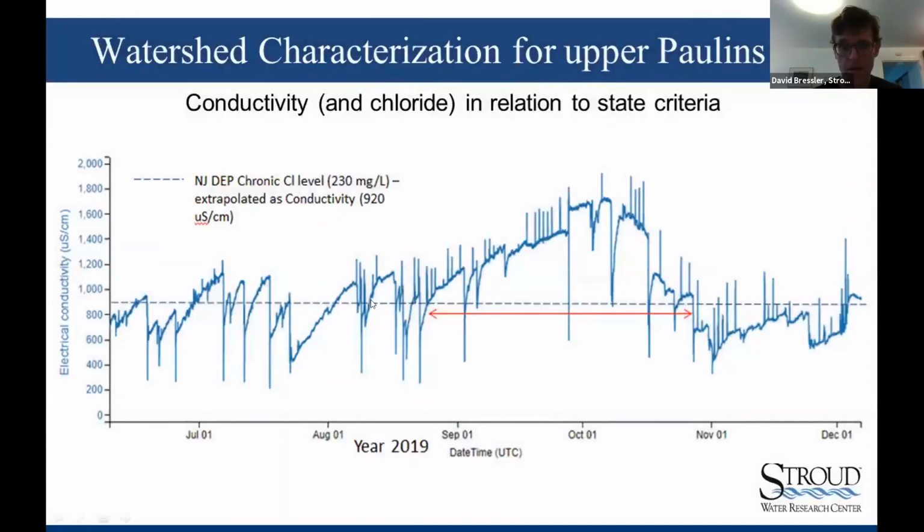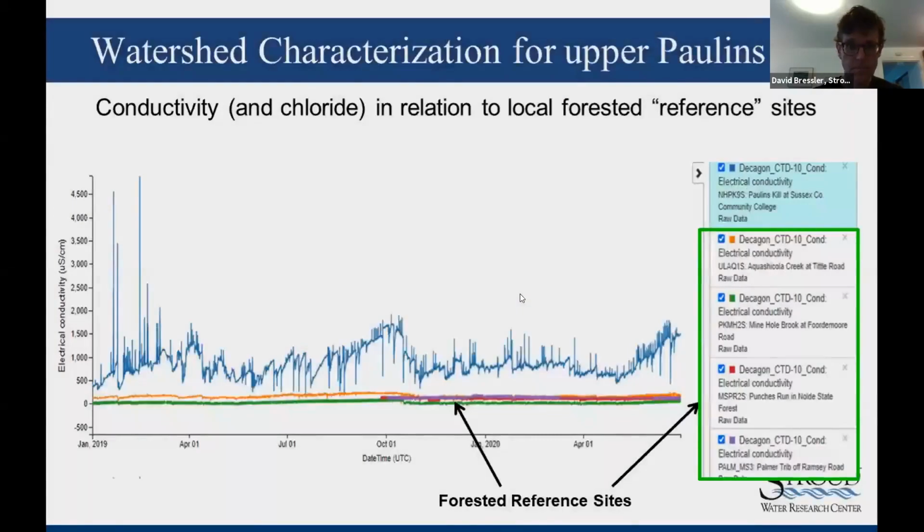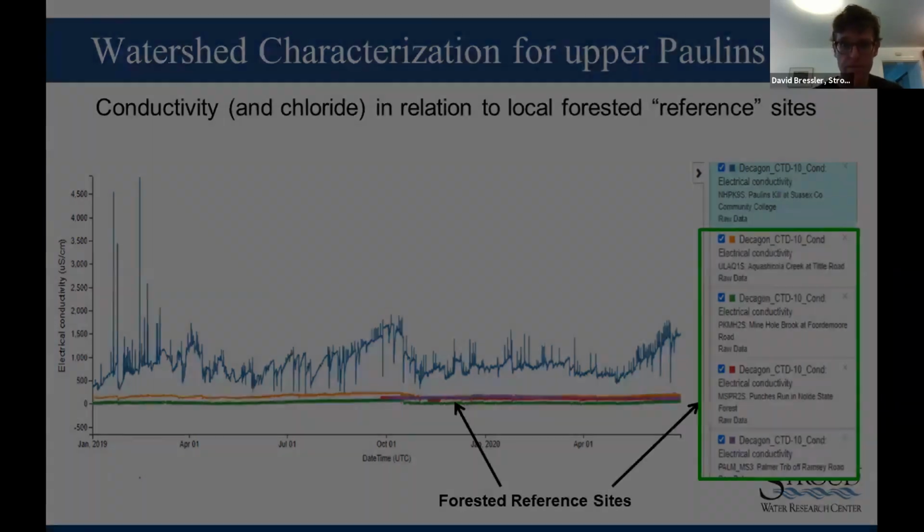Doing the same thing for conductivity. So conductivity was converted to chloride. And then you can see long periods of time of base flow conductivity and chloride exceeding EPA standards. And then doing the same thing of comparing conductivity to regional reference sites. Again, these are heavily forested reference sites, and you can see conductivity at this headwater Pollenskill stream way above these natural reference sites.